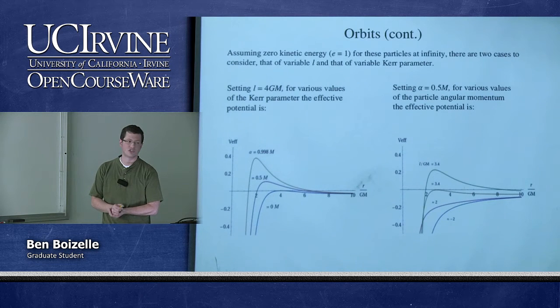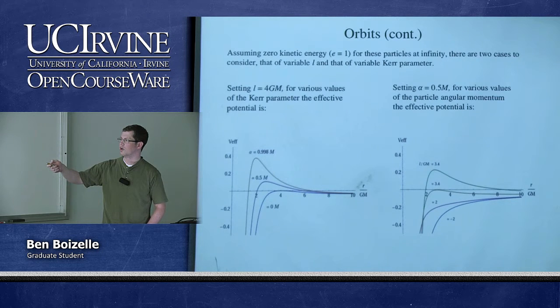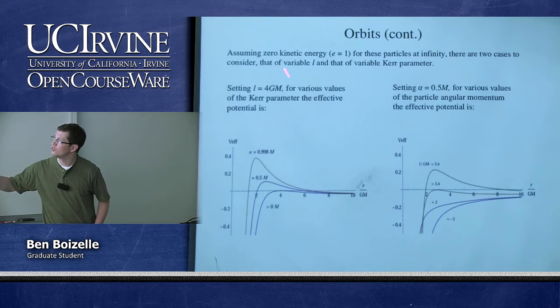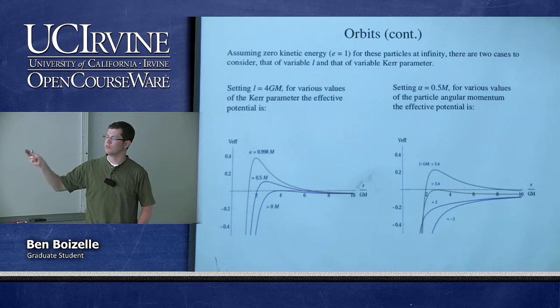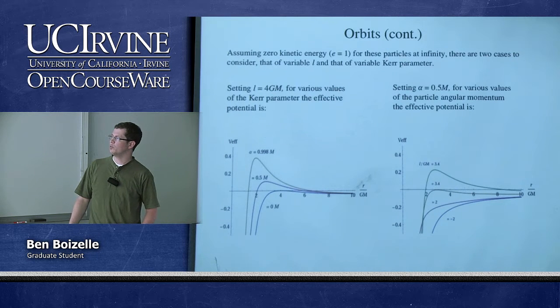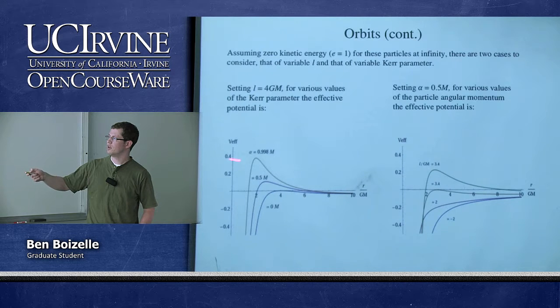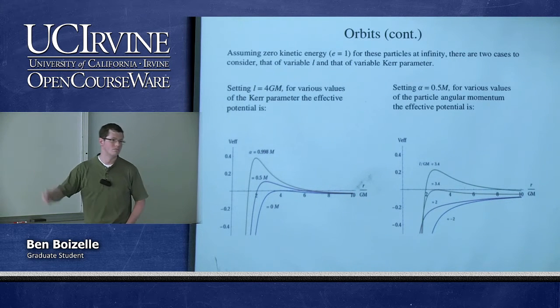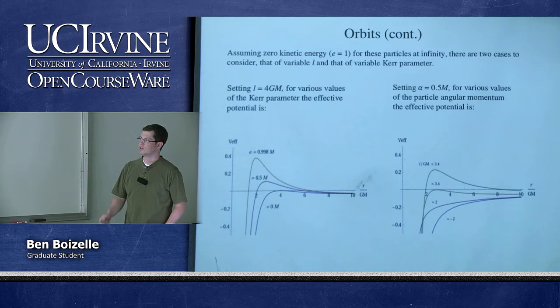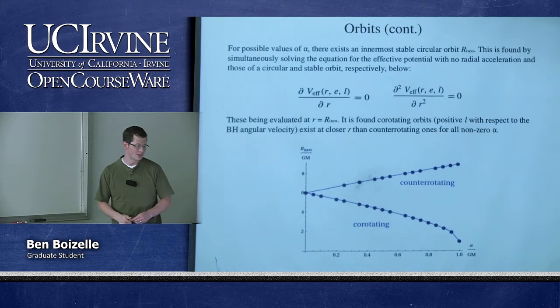Continuing the orbits, the effective potential is plotted on the vertical axis. And here we have E equals 1, so we're assuming zero kinetic energy at infinity. And we are looking at various values of L and alpha. Right here, this is a constant L and constant alpha. And then we are letting alpha and L vary oppositely. We see that you will have a peak for some of them, and some of them will not have any peak, indicating that a particle from infinity will fall into the horizon, into the singularity. But some of them will come in, bounce back, and have an orbit. There is a limit to what orbit you are able to have.